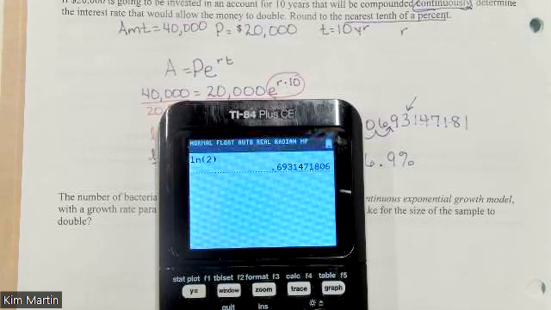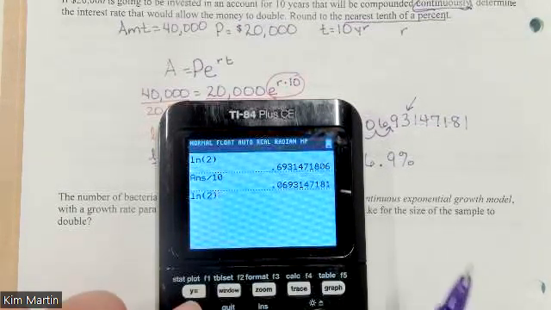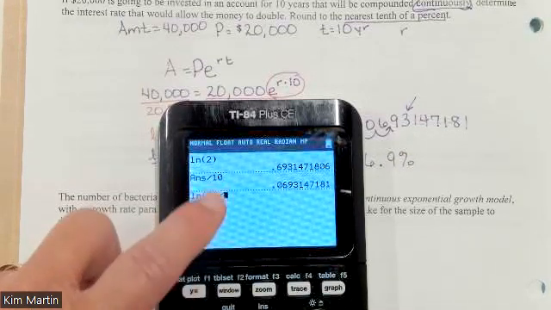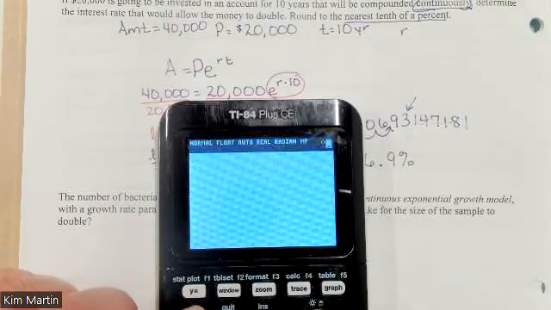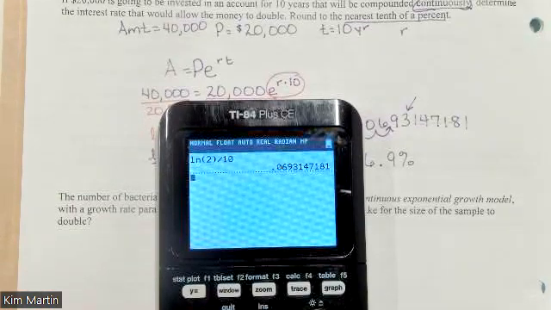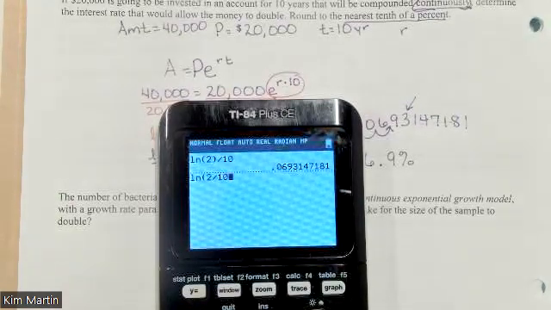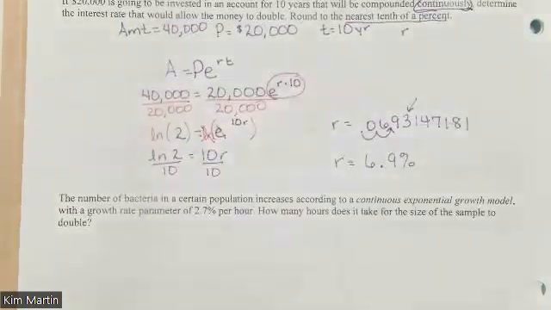Because really what you're doing is you're taking this and dividing it by 10 and you get that. You can do it all at once by doing it like this, as long as you close it off. You didn't have to if you were going to do it in 2 steps. Divided by 10. If you don't close it off and you do the natural log of 2 divided by 10 like this, it's going to give you a different answer. So be careful there.